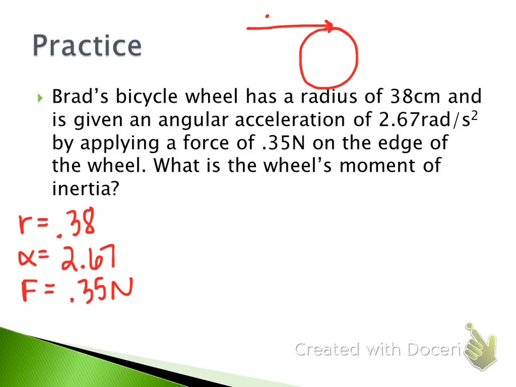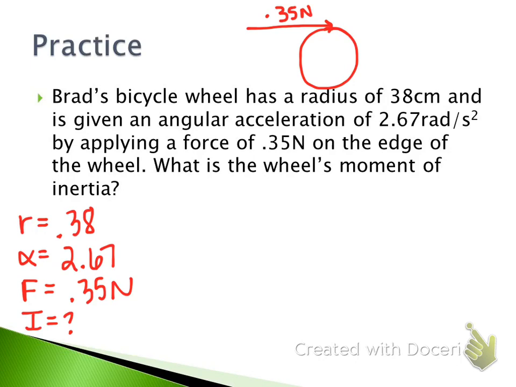Right, we're applying some force of 0.35 newtons on the edge of the wheel, right? Realistically, it doesn't matter if we apply the force there, here, or here. It's on the edge of the wheel, so it's still going to be perpendicular to our radius, which is what we want, right? What do we need to do if we want to solve for moment of inertia?